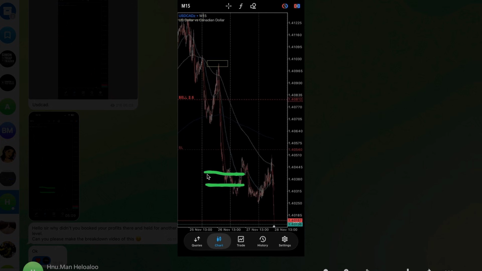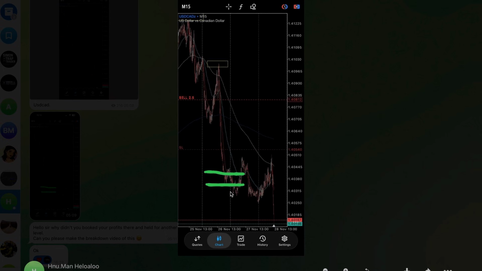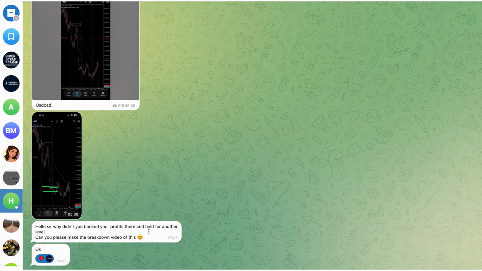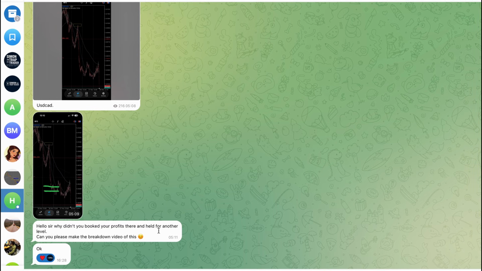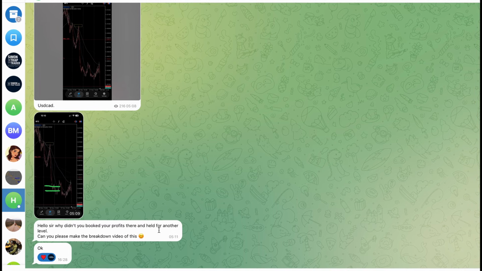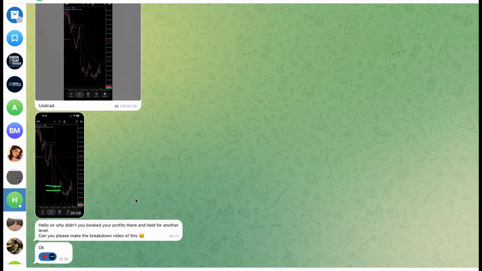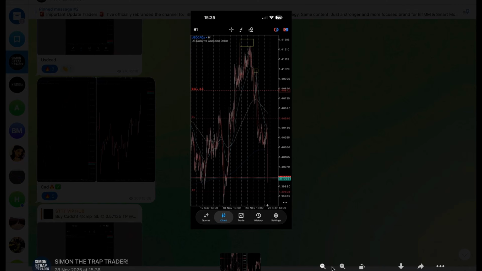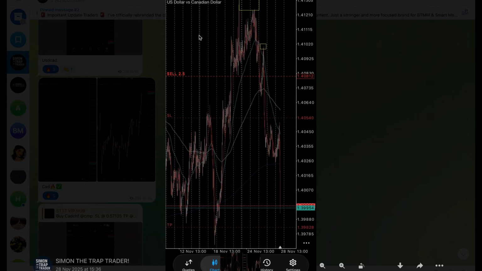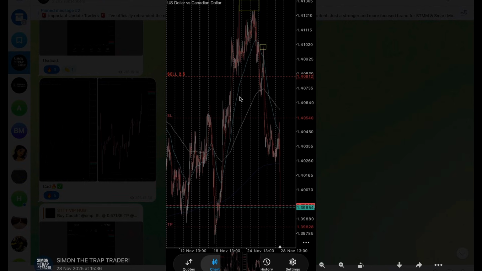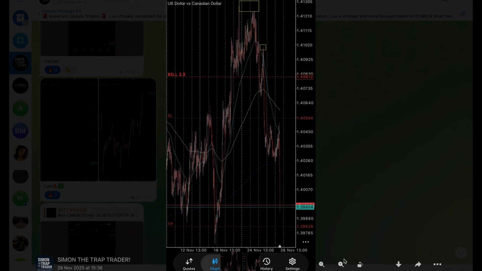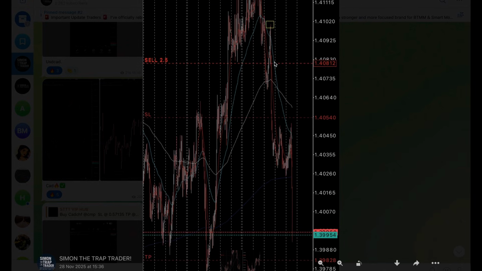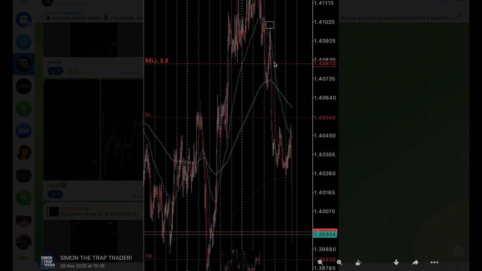As you can see, where they marked right here, the question was, why did I not book profits there, and why did I hold the trade for another level? So this is the reason why I'm making this breakdown video. Looking at this trade, if I can zoom in, this was USD CAD in the H1 time frame, and we had a sell entry right at this point. I'm going to be taking you to the charts and breaking it all down for you.